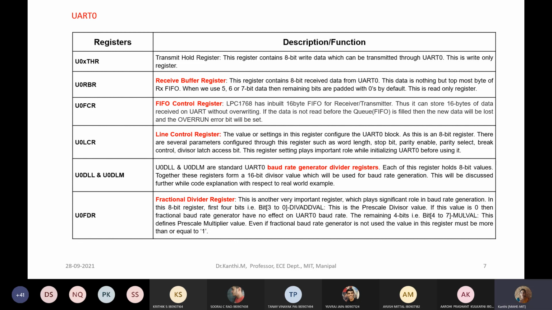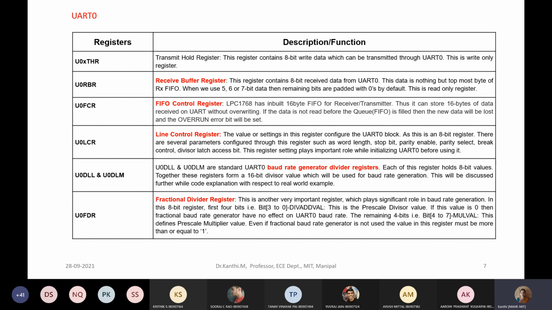And you have the line control register. It's an additional 8-bit control register used in the UART, which has several parameters like word length, stop bit, parity enable, etc. It's purely a control register. So this plays an important role while you initialize the UART, and you'll be using this.